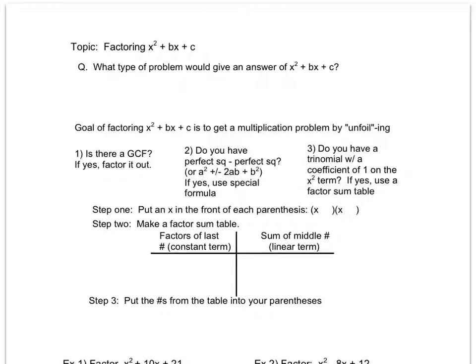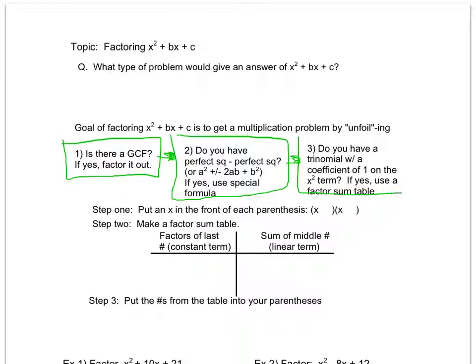And so now we've learned that step 1 is to check: is there a GCF? If yes, factor it out. Step 2. Do you have a perfect square minus a perfect square? If yes, use a formula. Remember, there are other formulas to look for as well: a squared plus 2ab plus b squared, or a squared minus 2ab plus b squared. So if you answer no to number 2, move on to number 3.